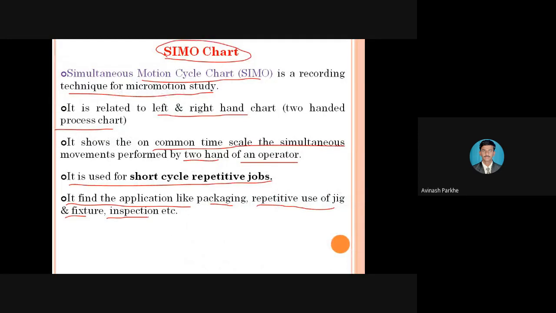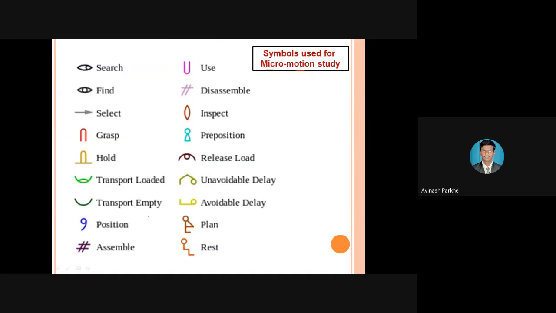Whatever data you get from the micro motion study, maybe the time of each and every activity, we record all those particular videos. All those activities can be represented by using one of the charts, and that chart is called a Simo chart. Now these are the standard symbols. If I have to represent the movements taking place by the left hand and by the right hand, all those movements can be represented in the form of a chart. That chart is called a Simo chart.